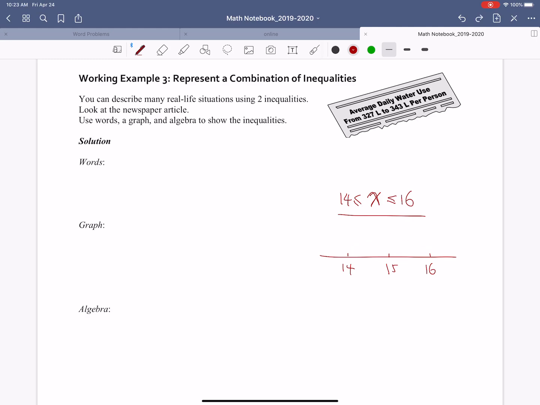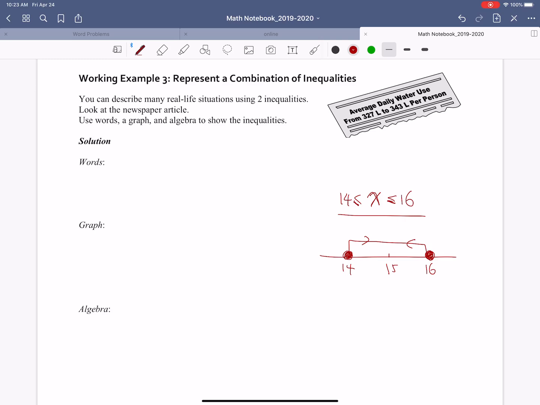But how do you represent it? Do you see that I have the equal sign on both sides? That means the 2 boundary points are both solid boundary points. And then x is in between here. Okay, so that's how you represent it, by a combination of inequalities.